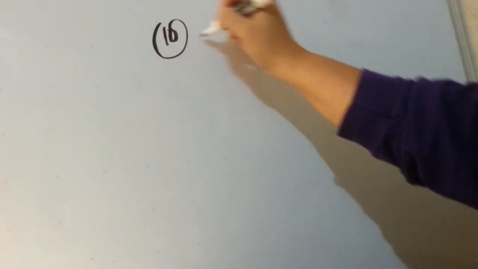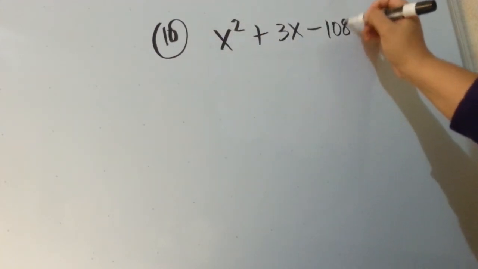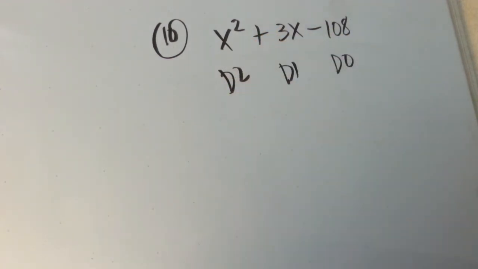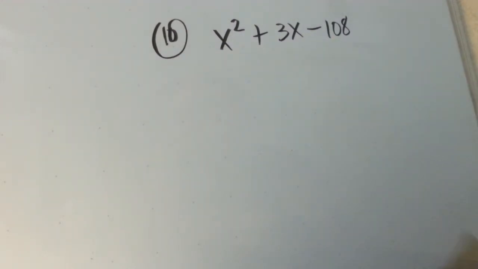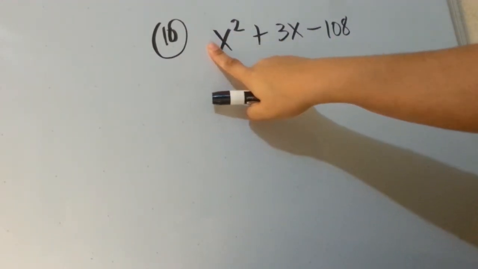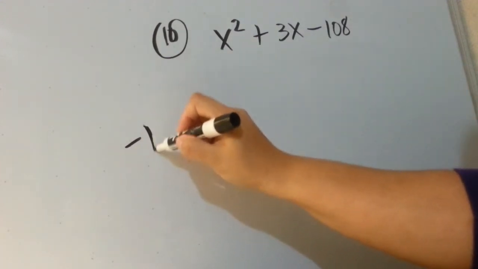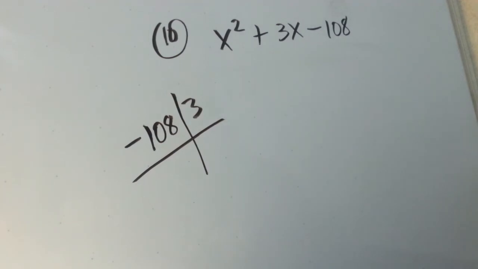Number 10 is x squared plus 3x minus 108. Once again, degree 0, degree 1, degree 2. So this is one of those cases. Is it case 1 or case 2? It's case 1 because the leading coefficient is a 1. So we need two numbers that multiply to 108 and add up to 3. Ooh, Lord have mercy. Hold on, let me get my calculator.